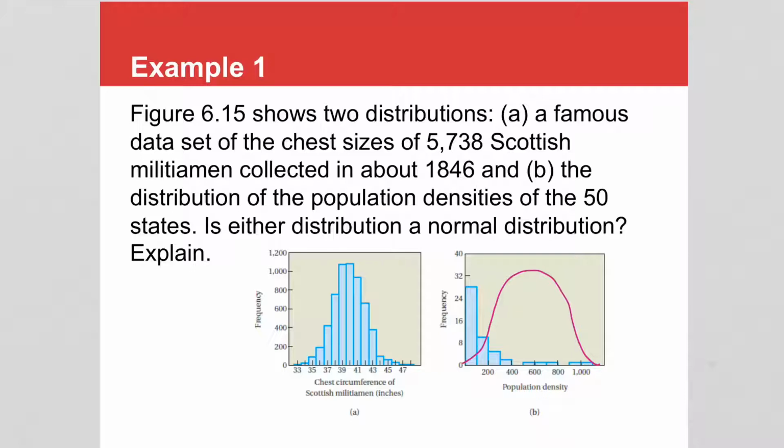So we'll say not normal. A few of the states have a great amount of population density, but the rest of them don't. The first one is normal, though. It does look like a nice single-peaked symmetric bell curve. No, it's not perfect, of course, but it is pretty close. So we will say that the chest sizes of these Scottish militiamen would be a normal distribution.